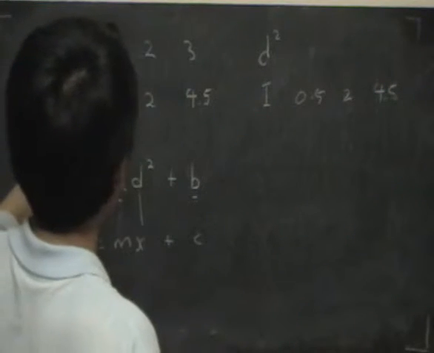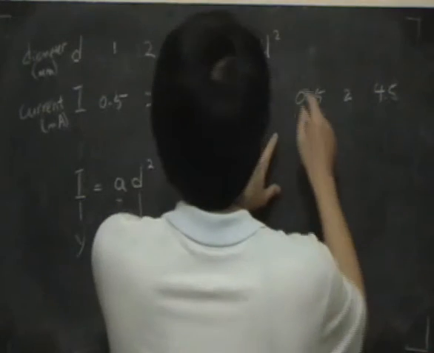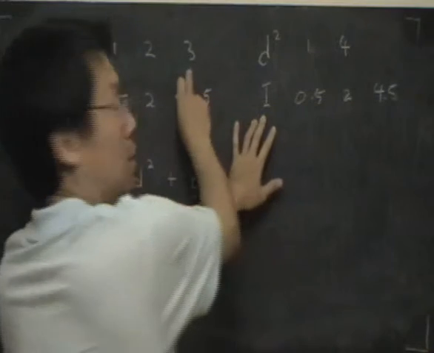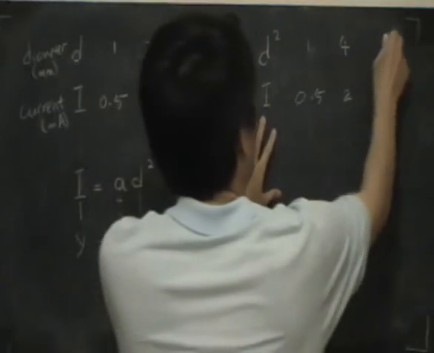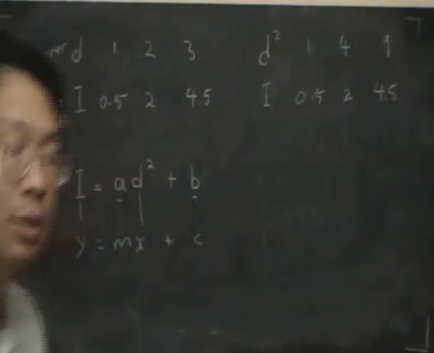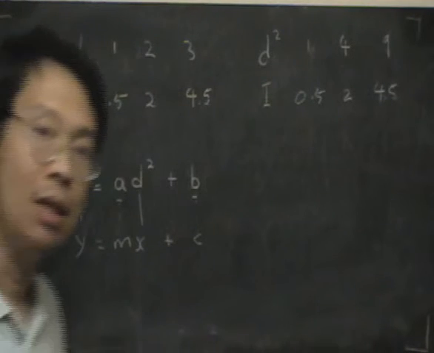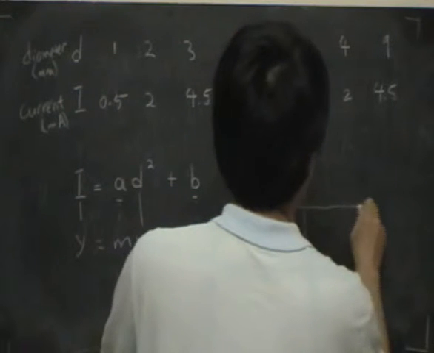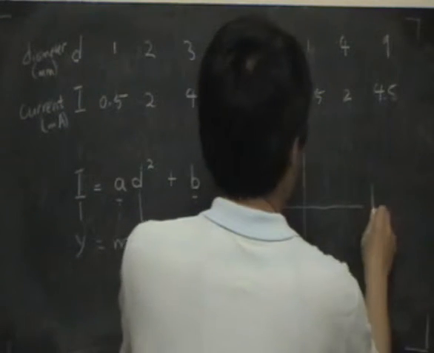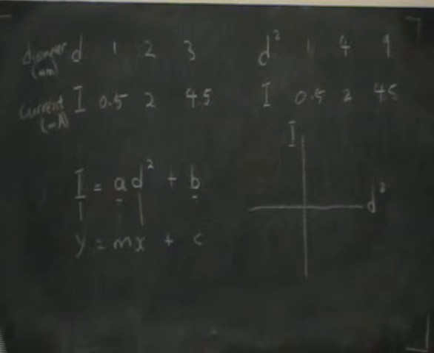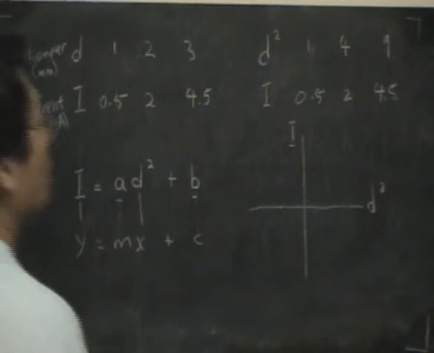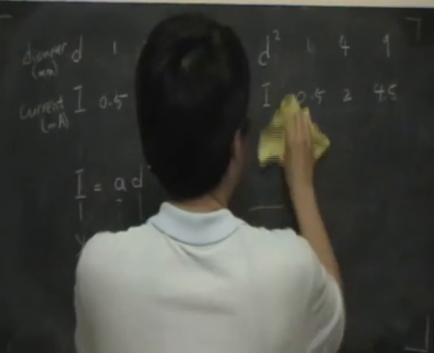Okay, and d is 1, 2, 3, so d squared will be 1 squared, 2 squared is 4, and 3 squared is 9. So these are the numbers that I need. But now I'm going to plot I against d squared. Alright, let me make that bigger.